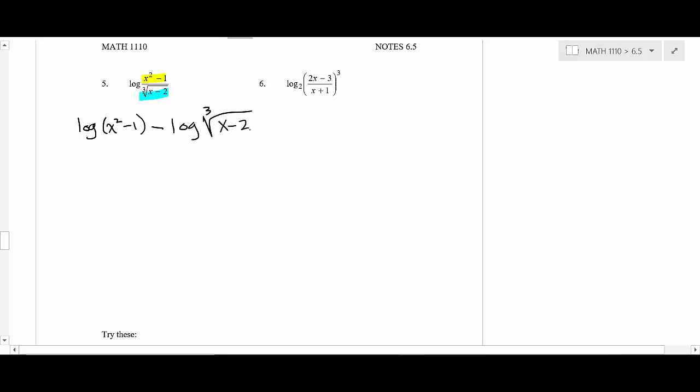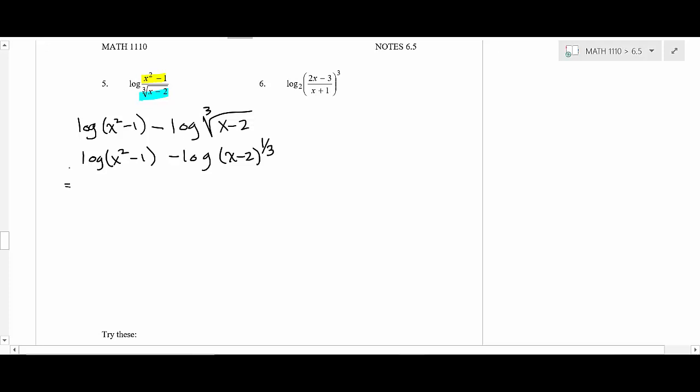So kind of like the last problem, what could you do with that cube root? Write it as a third, right? And then bring that third down. Good. So you'd have log x squared minus 1 minus log x minus 2 to the 1/3 power. So you're going to do that a lot on these problems. And then the 1/3 comes down in front.